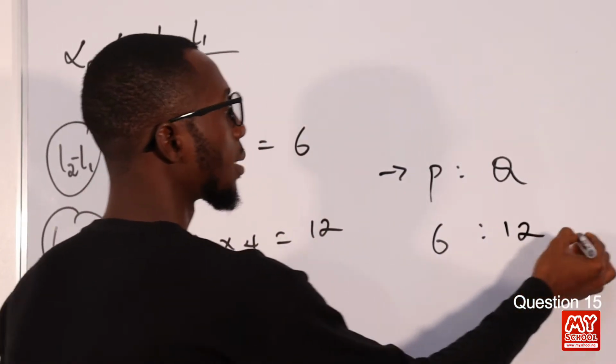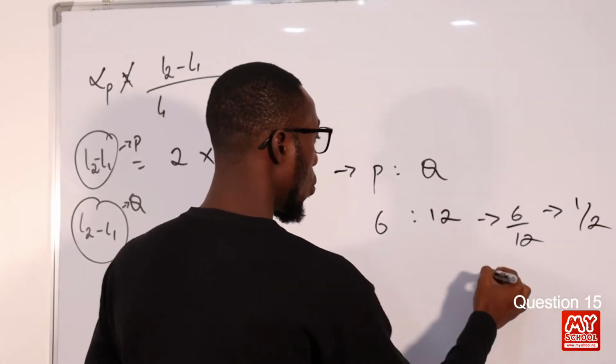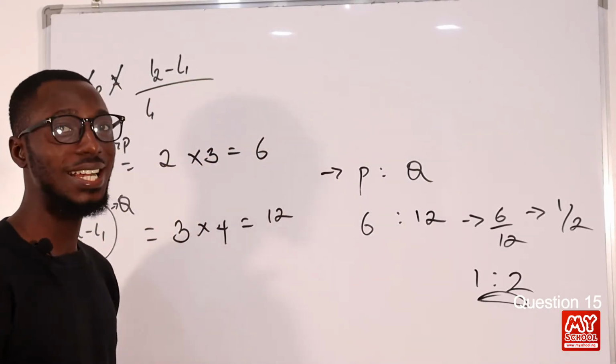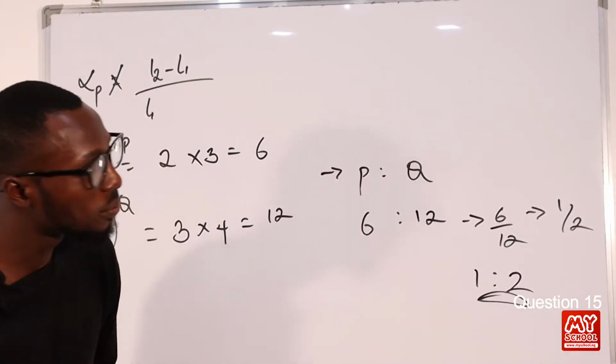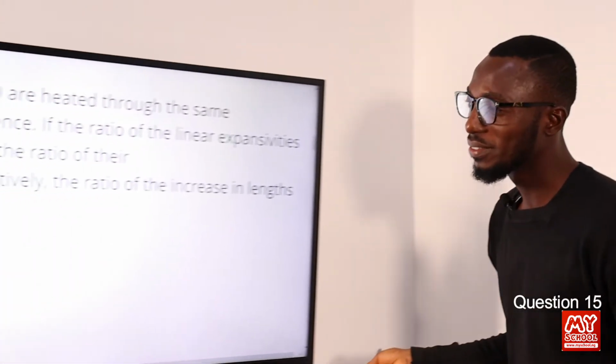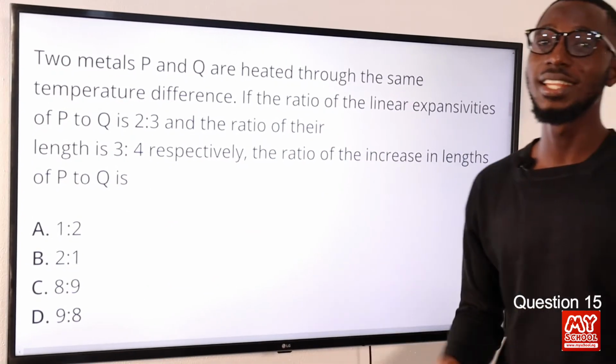6:12 still means 6/12 or 1/2 or 1:2, whatever we want to use. So let's go back to the screen and pick out 1:2 or 1/2, or possibly 0.5 if given in decimal form. So we can find 1:2 in option A, so option A is the correct option.